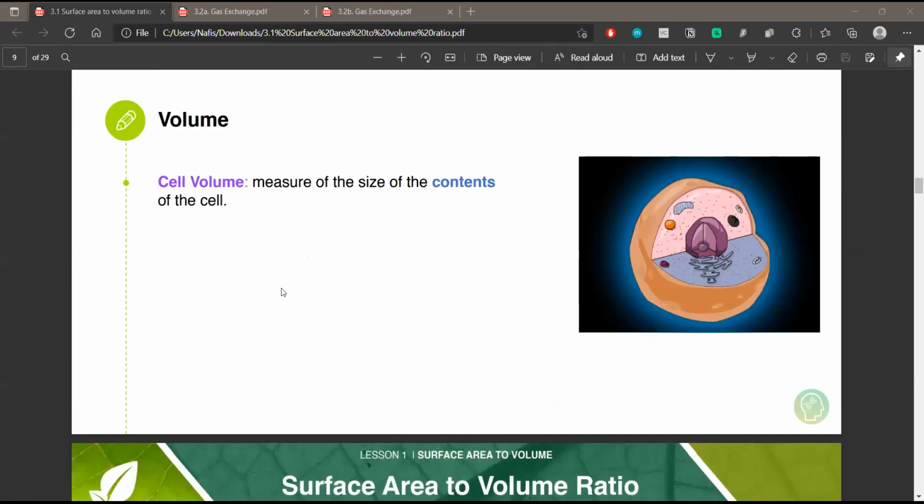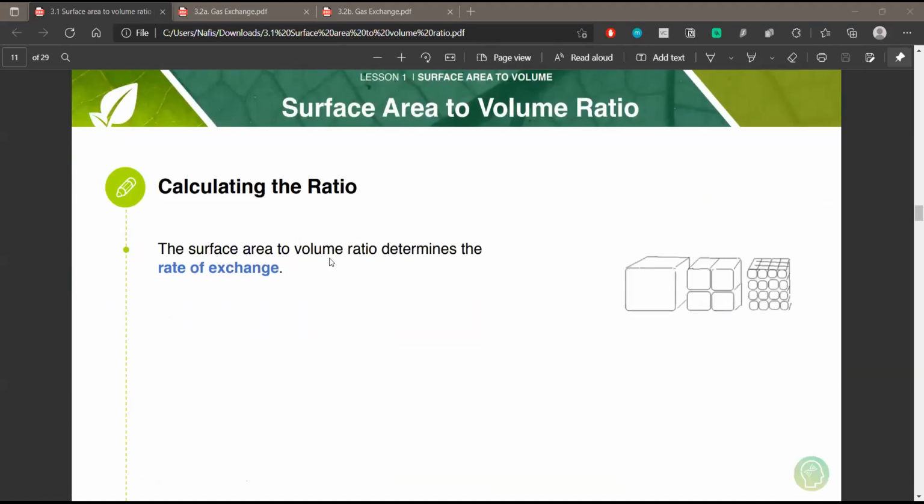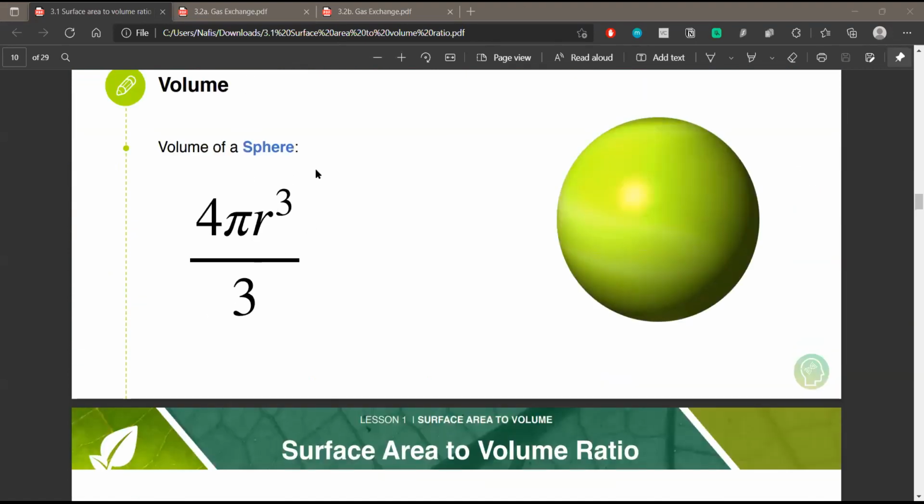Cell volume is all the contents within the cell. So that's everything that's going to be in the cell. It's just all of the contents within the cell. So for example, to calculate the volume of a sphere, we'll do this equation, 4/3 pi r cubed. Now this is an equation that's given to you in most specifications, so you don't need to memorize it, but this is an important equation where r is the radius, pi is pi, and 4/3 is 4/3.